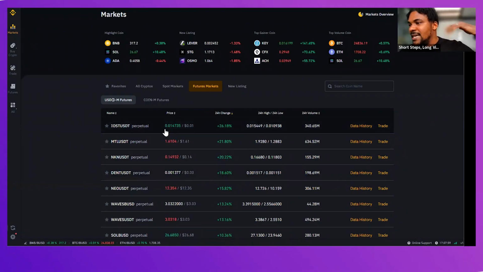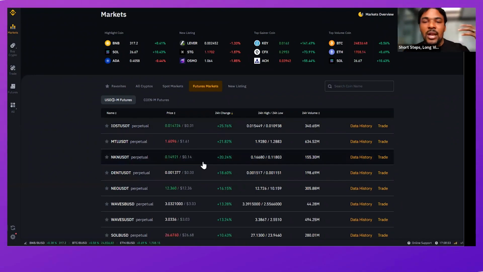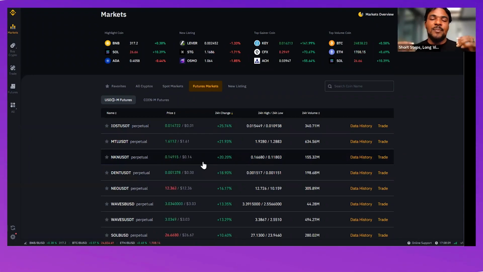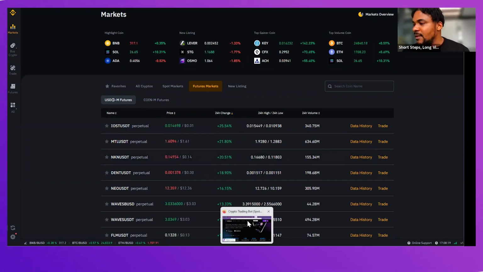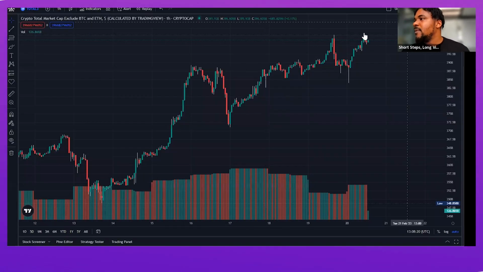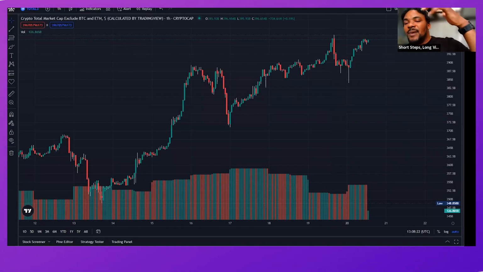You're seeing IOST at 26%. You're seeing MTL at 21. So a lot of altcoins are on the move. Now, all of these are not so much dependent on the personal chart of that altcoin, which we're also going to see. But it just means that money is moving directly into altcoin and a lot of altcoins will just start going up. So we now identify that the money moving out of USDT is going into Altcoin.